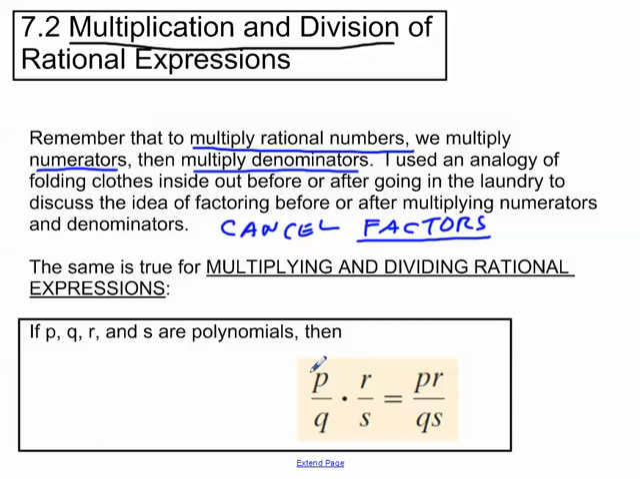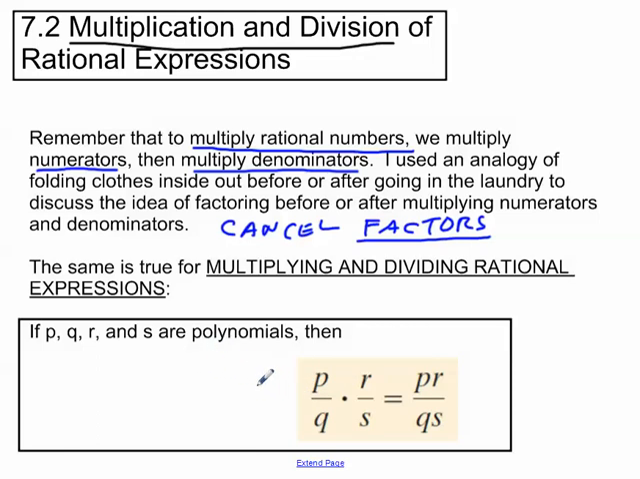Multiplying polynomials. If I've got p over q, which is a rational expression, where p and q and r and s are all polynomials, and I've got p over q times r over s, then that is equal to the numerators multiplied together, p times r, which is pr, over q times s, which is qs. Now it's not going to be as simple as that, because p might be something that we have to factor out, r is something that we might have to factor out, and then look to cancel factors from p and q, r and q, p and s, and r and s. But essentially this is what we're doing when we multiply polynomials.